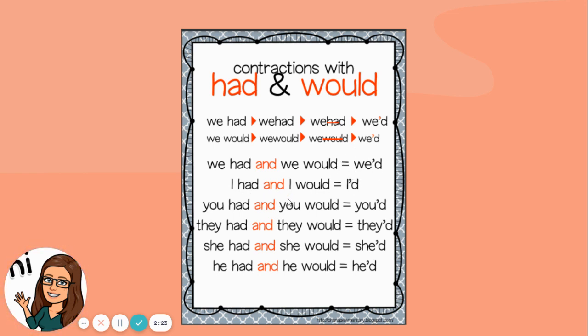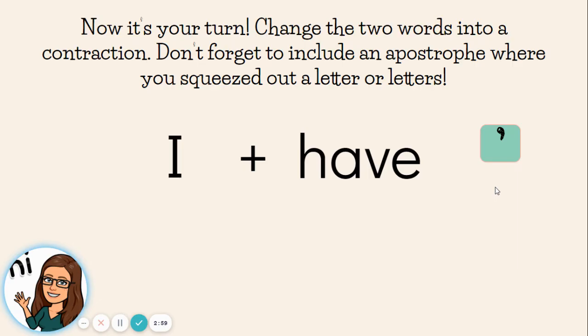I had and I would both shorten to the contraction I'd. You had and you would shorten to the contraction you'd. They had and they would both shorten to the contraction they'd. She had and she would both shorten to the contraction she'd. He had and he would shorten to the contraction he'd. Don't forget your apostrophe when you're writing your contractions.